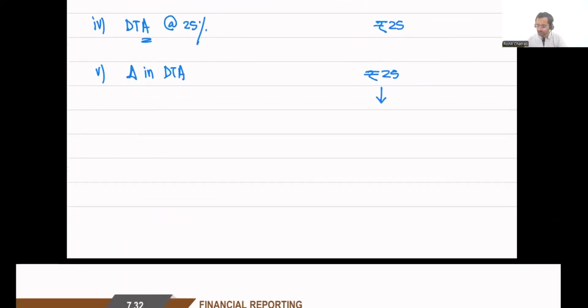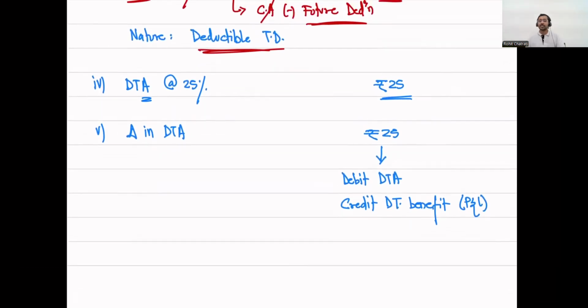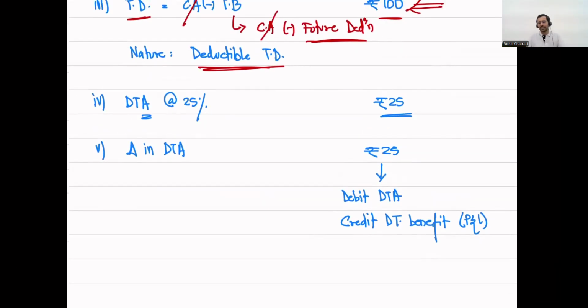What is the journal entry for this? I basically debit DTA. I need to recognize a deferred tax asset of rupees 25 in my books of accounts, and therefore I credit deferred tax benefit in the P&L account. So I debit DTA and credit deferred tax benefit. This is how we account for the deferred tax in year one.